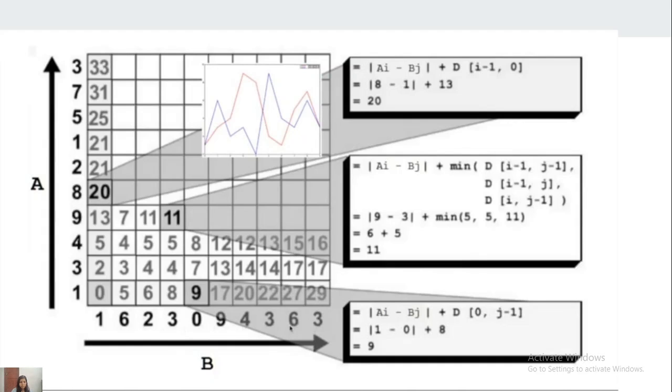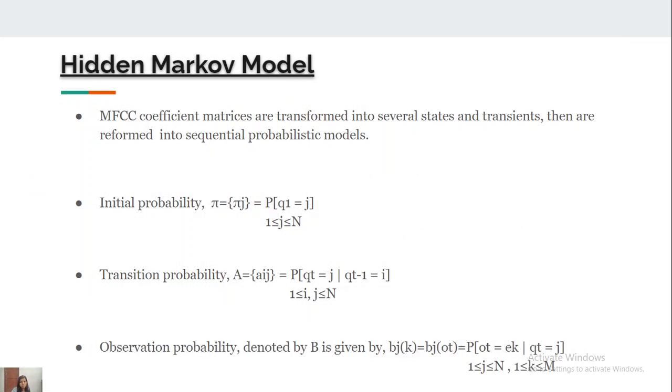So that's how we find the best alignment between these two time series. The smaller the value of the distance produced, greater is the similarity between the two sound patterns. So this is dynamic time warping method. Now let's move on to hidden Markov model.